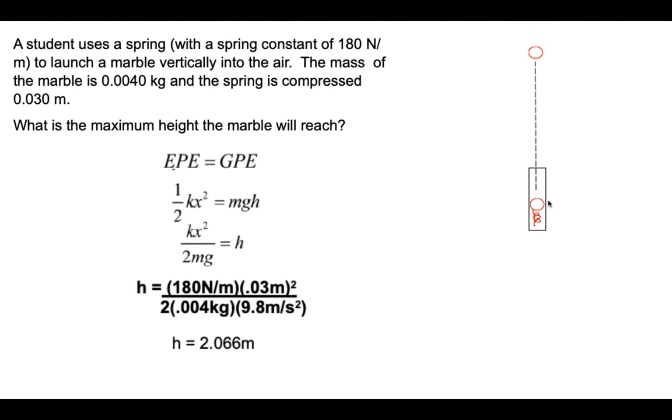Okay, so all of the elastic potential energy is converted to potential energy. So this is our initial, this is our final. We ignore the details in the middle, due to the conservation principle.